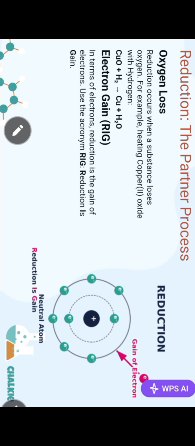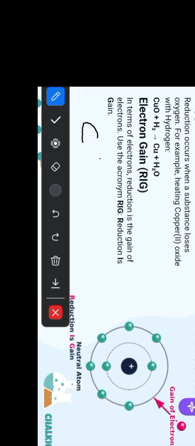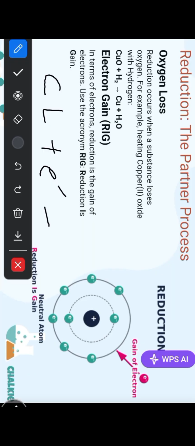So let's look at this diagram too. Let's look at the diagram of this neutral atom. You can see this orbital has gained an electron to become negatively charged. An example is chlorine. This is the example, Cl plus electron minus to give us Cl minus. So in this situation, chlorine has gained electron to become negatively charged. So this is an example of reduction in terms of electron gain.